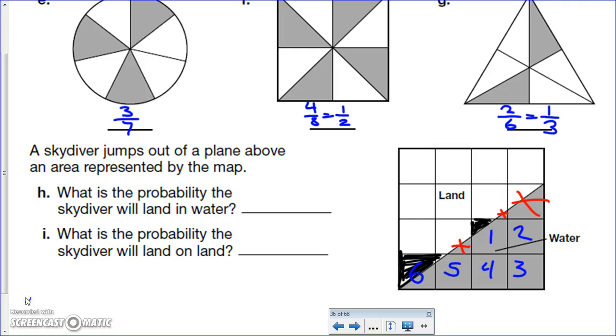So now we know there's a 6/16 chance, because we have 16 possible squares, of the skydiver landing on the water. Which simplifies down to 3/8. That means, conversely, there's a 10/16 chance of landing on land, which simplifies to 5/8.